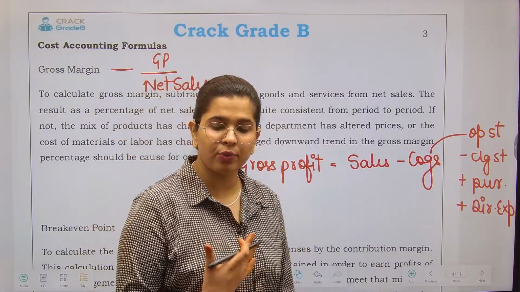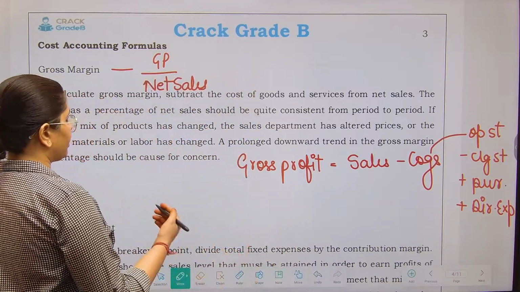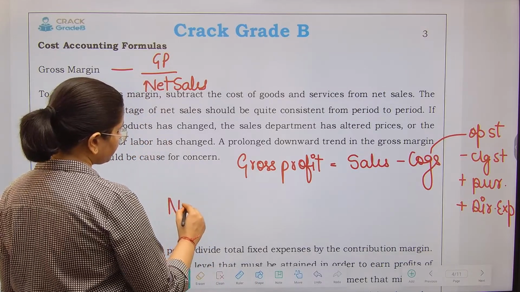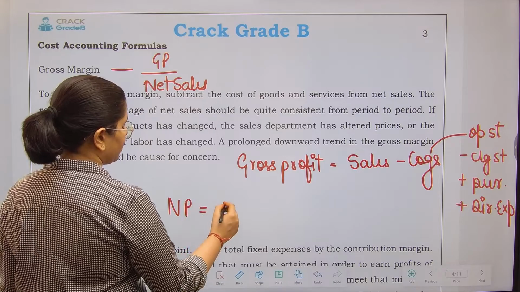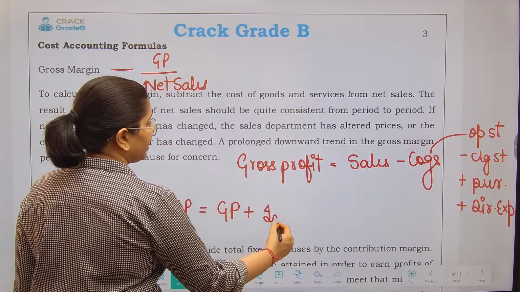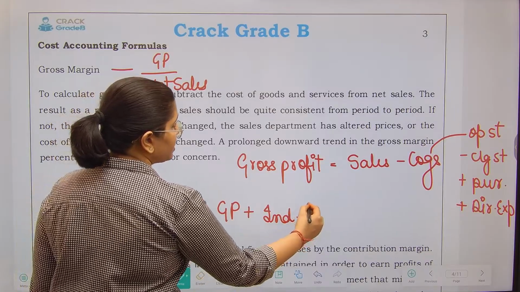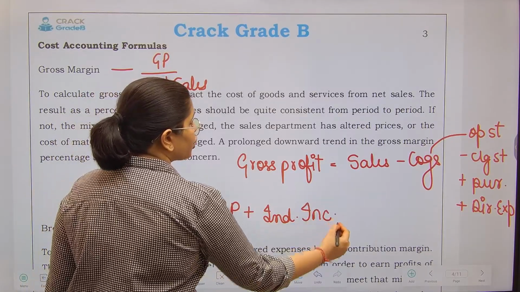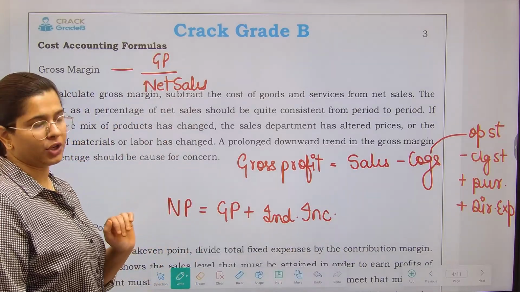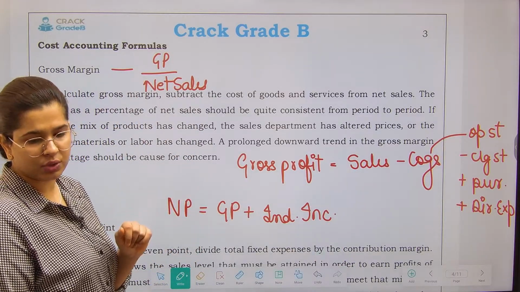And if someone now asks me how you will calculate net profit, so how am I going to do this? Net profit is equal to gross profit plus indirect incomes. Indirect income means those incomes which I am getting from other sources apart from production. Okay, from sources other than production.